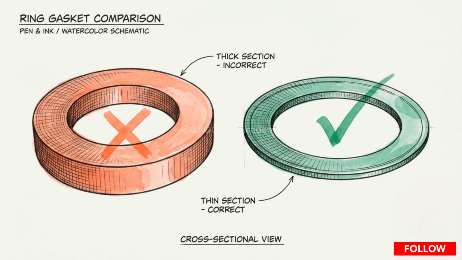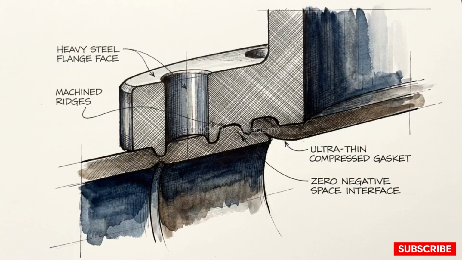If your system dictates a non-metallic gasket, remember that thicker does not mean stronger. Specifying the thinnest possible material profile that can still conform to the flange is how you prevent catastrophic pressure failures.